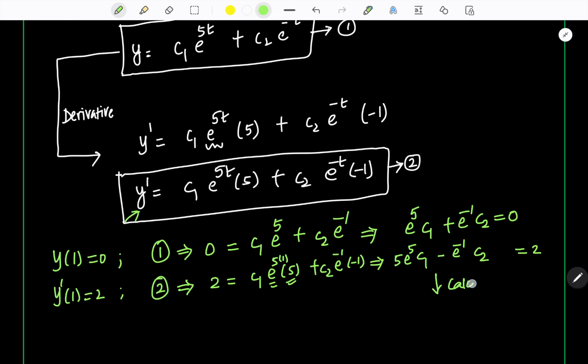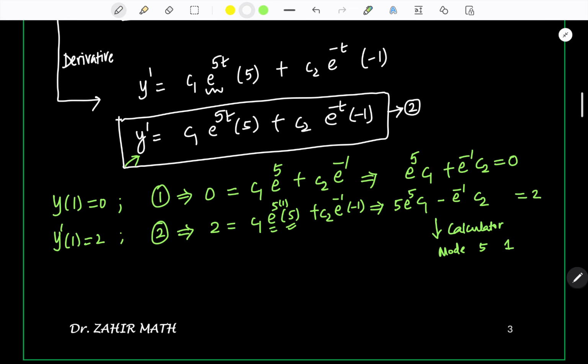So now I'm going to the calculator. Mode 5 and then 1. So let me go to the calculator. Mode 5 and then 1. Right. So when I go to the calculator with 5 1, what happens? You need to put this equation here. So for e power 5, you first press alpha e power 5, close the brackets and then press equal. The next is e power minus 1, alpha e power minus 1.